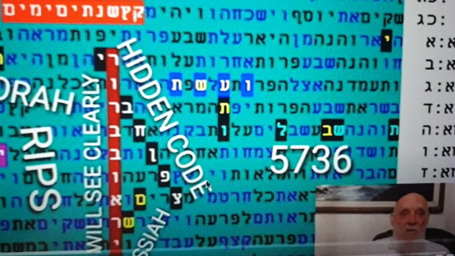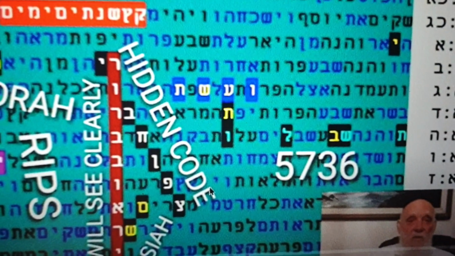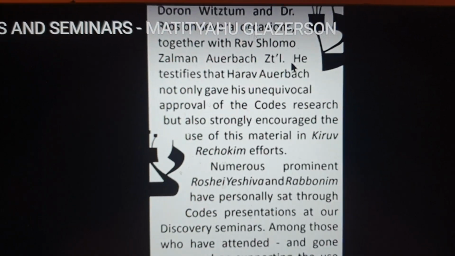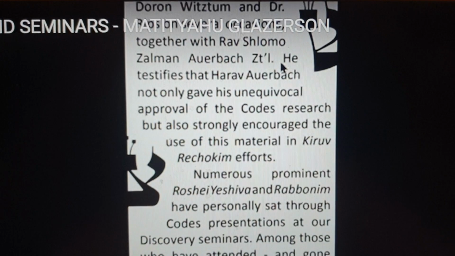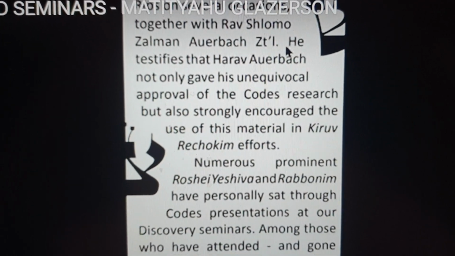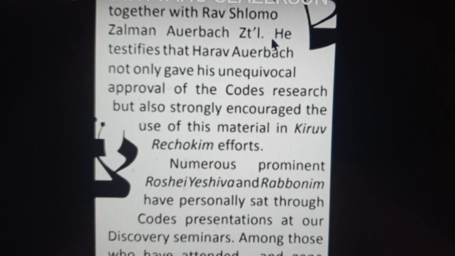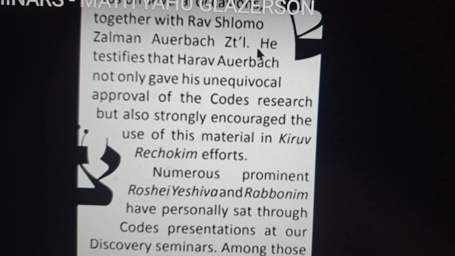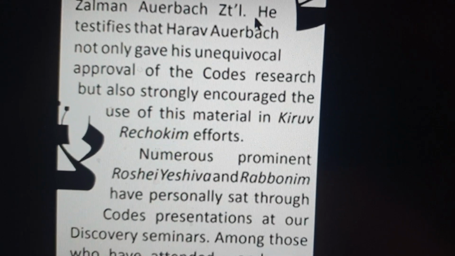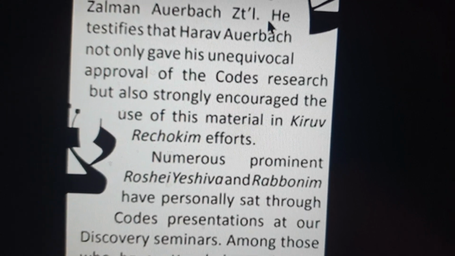So again, it fits with the idea of the Bible code, that it will be revealed in the future, as the prophecy of Zephaniah says. This is a very important article about the codes. Doron Wisdom, Professor Rips, together with Rav Shlomo Zalman Auerbach, testified that Rabbi Auerbach not only gave his unequivocal approval of the codes, but also strongly encouraged the use of this material in Kiruv Rechokim, in outreach.